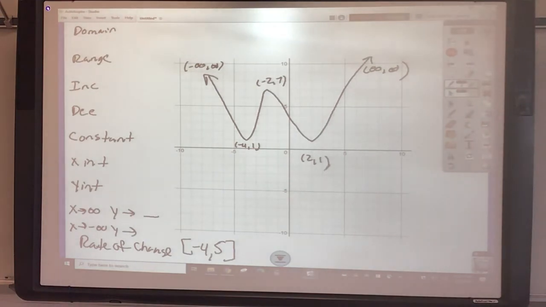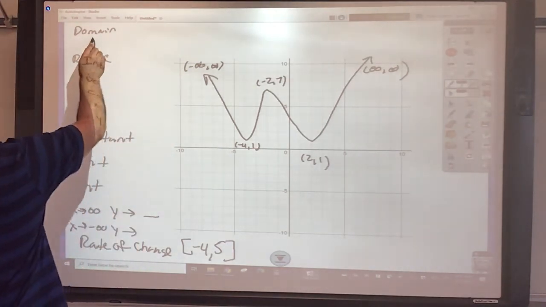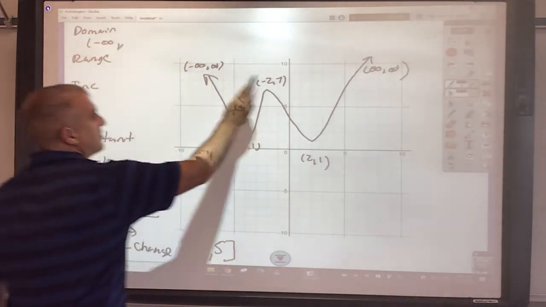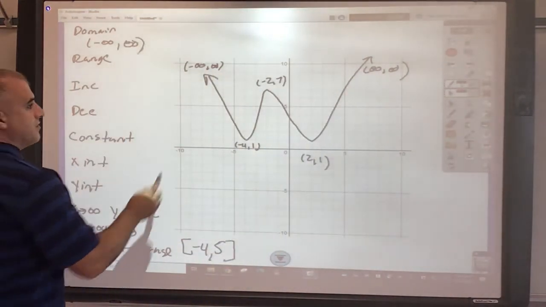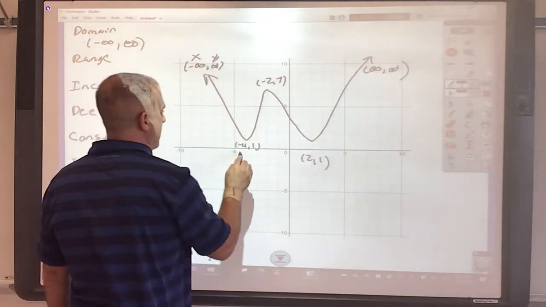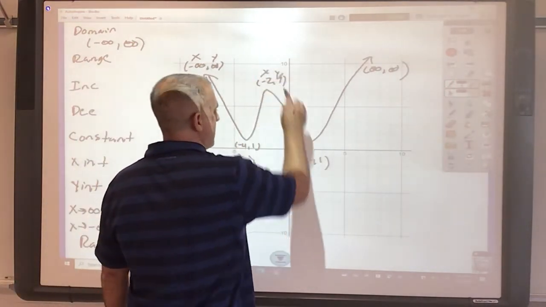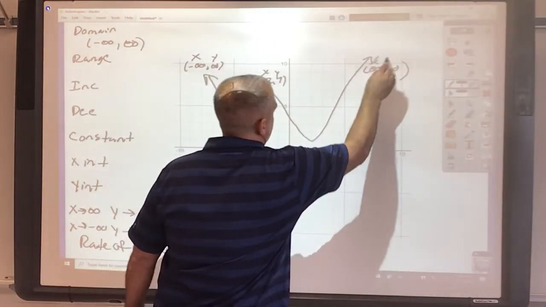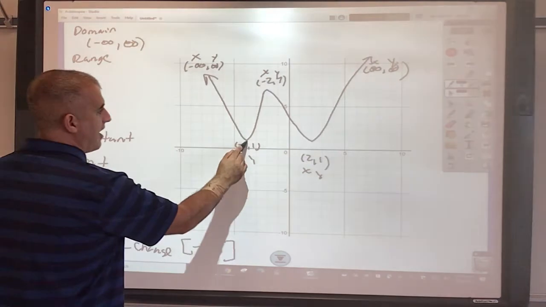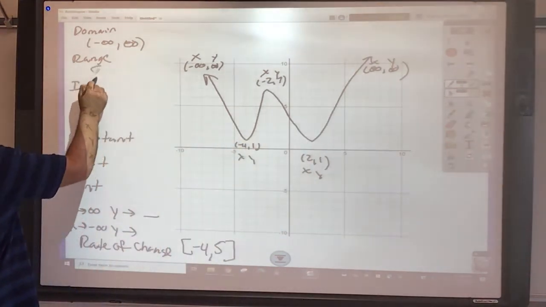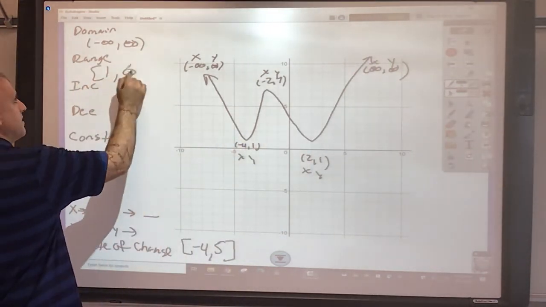Okay? So the domain, my smallest x value is -infinity. The biggest x value would be infinity. So if you need to label x, y, x, y, if you need to do that to get it right, do that. And then the range, my smallest y value, I have a tie, it's 1. So I'd have 1 there. My biggest would be infinity.